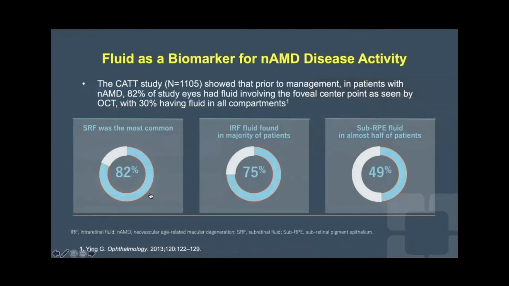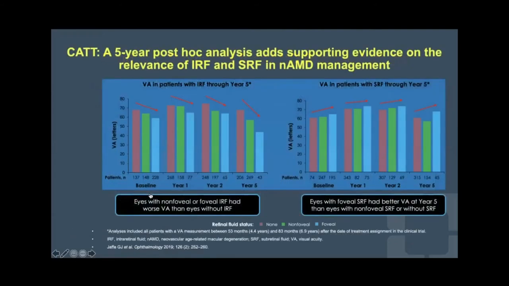And what we also know from many studies is that patients present with SRF most commonly in neovascular AMD, IRF less commonly, and sub-RPE fluid the least common in our clinical practices. This was actually data from the CAT study that showed the fluid compartments that are present in each of these disease states.